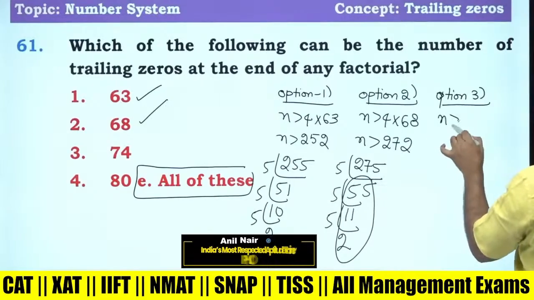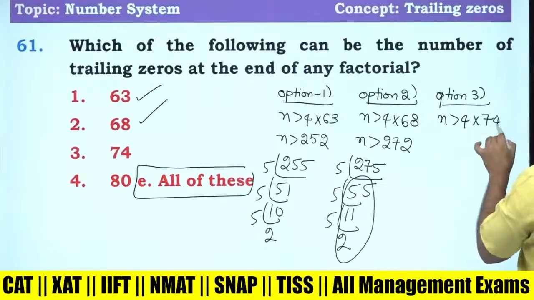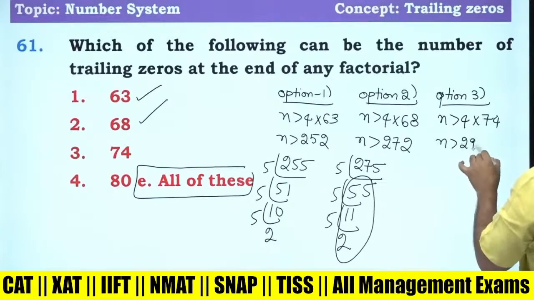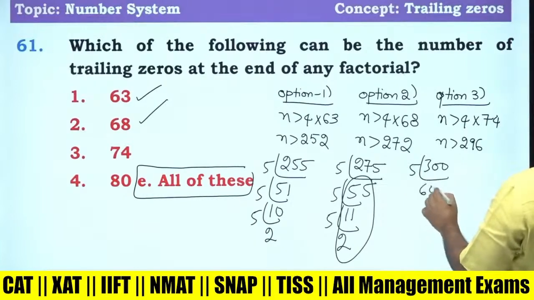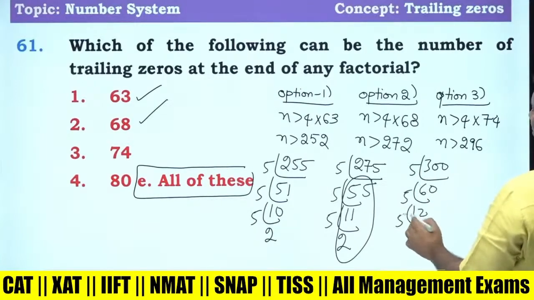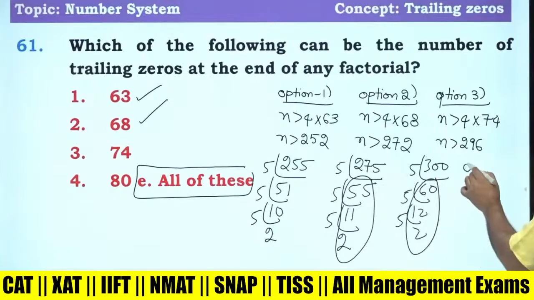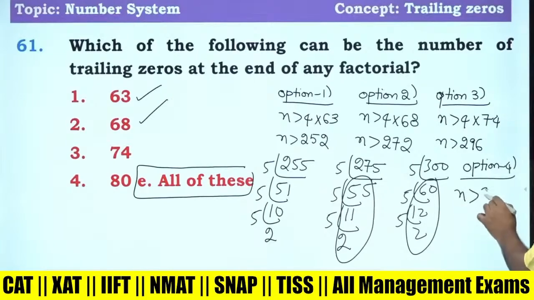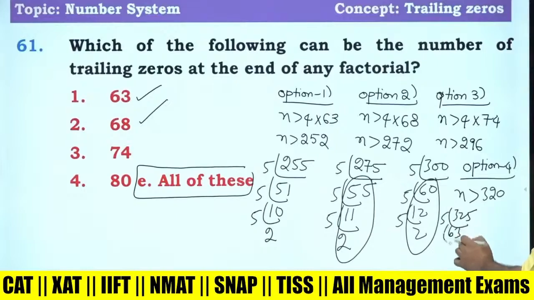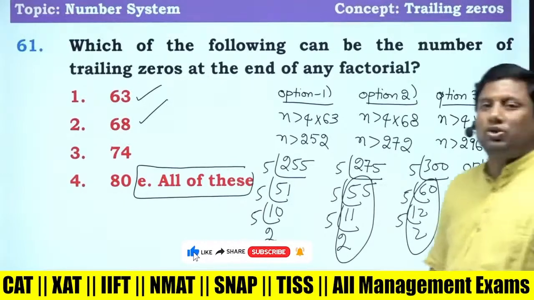N is greater than 4x, 4 into 74, so this will be 296. What is the multiple of 5 greater than 296? 5 60s are, 5 12s are, and 5 2s are. 74. It is also possible. Option 4 is 80. N is greater than 4x, 320, 325. 5 63s are, 5 12s are, 5 2s are, so 80. Options 1, 2, 3, 4 are all possible.